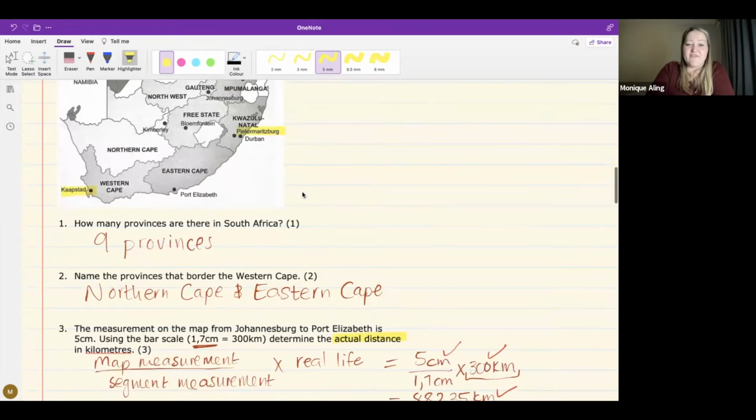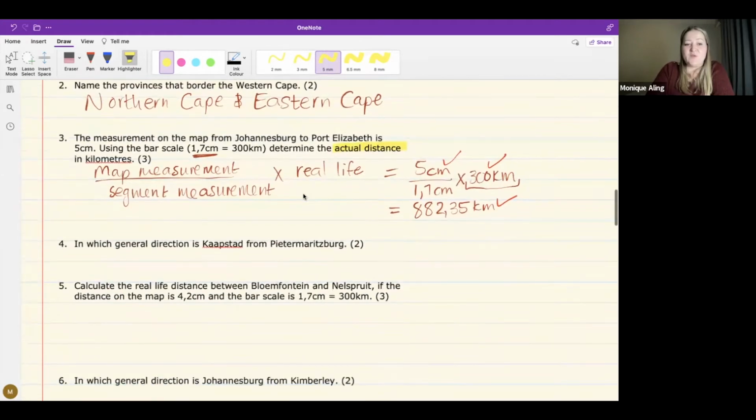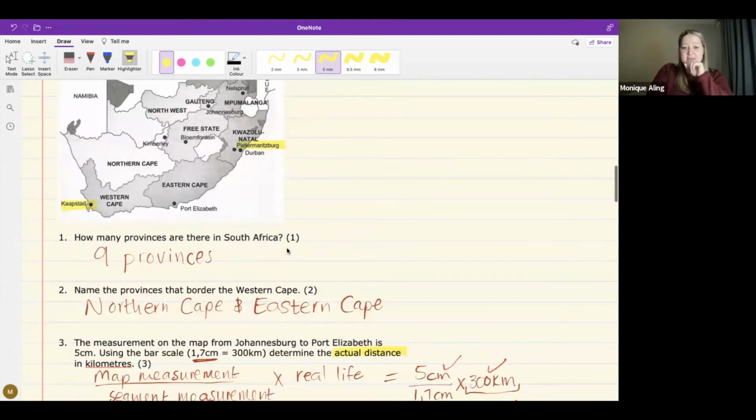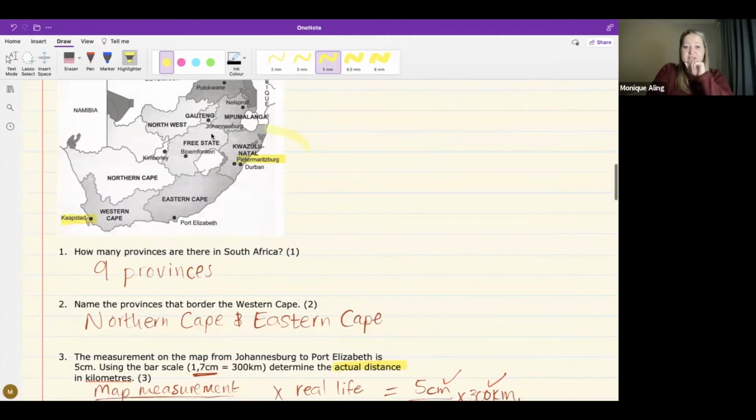Okay, so just let's have a quick look at the question again. It says, in which general direction is Kaapstad from Pietermaritzburg? From is your key word when it comes to compass direction. From means that is going to be your starting point. From, if, first, got the F's going there. So we first look at Pietermaritzburg and then we look at Cape Town. So if we're starting at Pietermaritzburg, the general compass direction is southwest. Southwest. Seems some southwest coming through there.